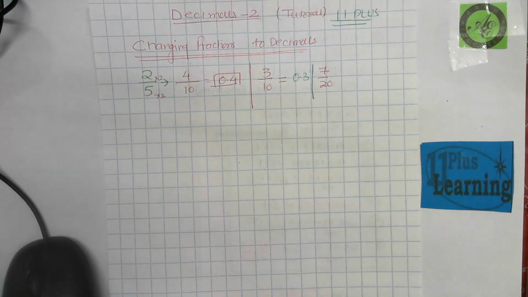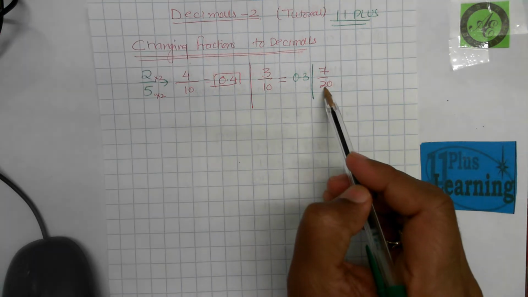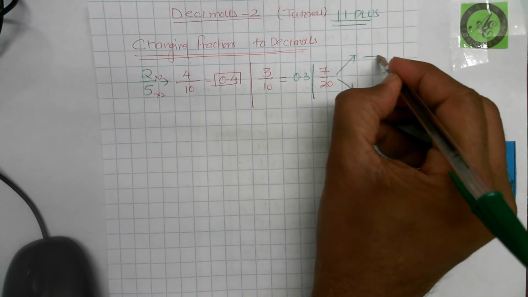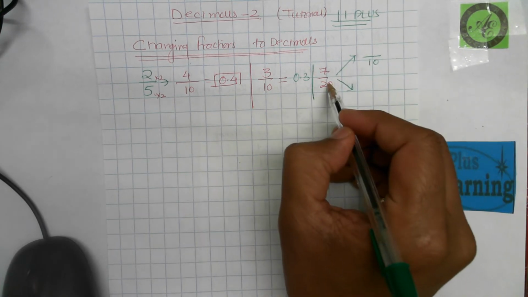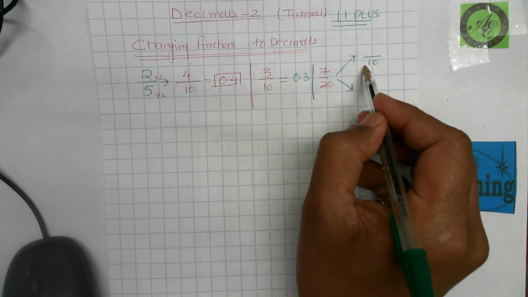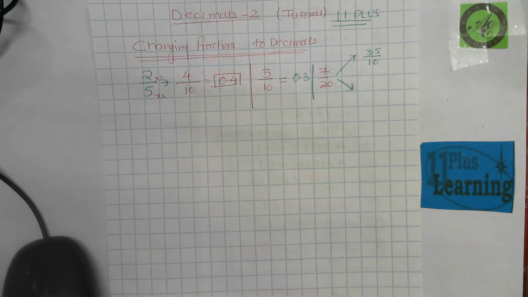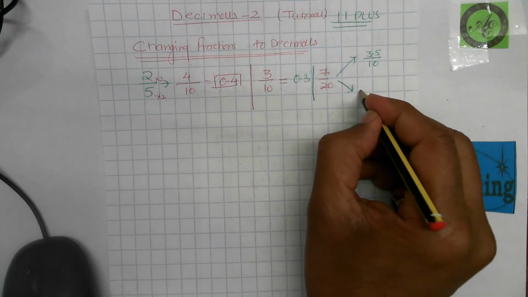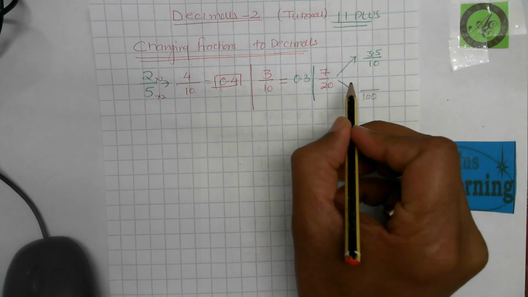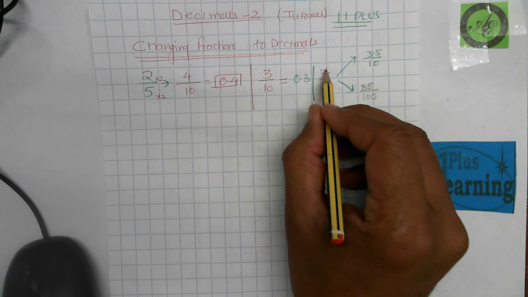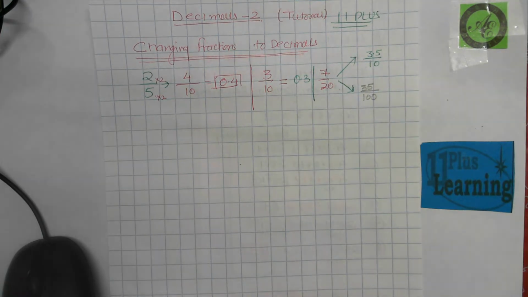If I try to make this into 10, what I'm going to get is, let me just do it both ways actually. If I want to make 10 at the bottom, what do I do? I divide 20 by 2 to get 10, so this is 3.5 over 10. Or what I can do is make 100 at the bottom: 20 times 5, and that gives you 35, because 7 times 5 is 35.